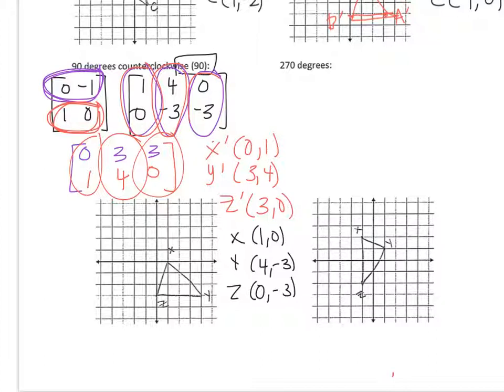So X prime right here, Y prime right here, and then Z prime right here. And that is a 90-degree rotation. Okay, so it's going, starting at the center, it's going this way, 90 degrees.